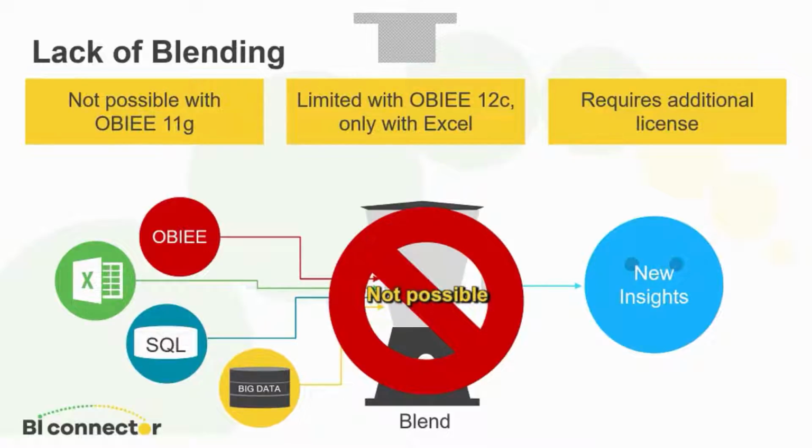Now, this is not possible with OBIEE 11G. OBIEE 12G has very limited capabilities. You can only do blending with Excel, and that's not sufficient. You have so many other data sources. Also, you've heard that it requires an additional license. So this is a big drawback for OBIEE.